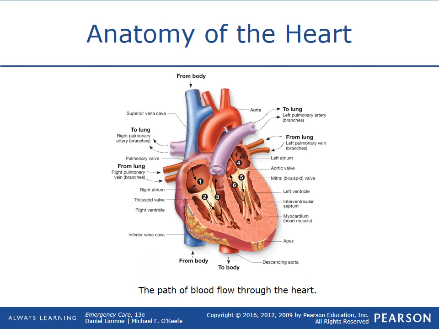Go down to the right ventricle and then out to the pulmonary artery, to the lungs, back through the pulmonary vein to the left atrium, which is number 4, down to the left ventricle, and then out through the aorta, the big red vessel which goes to the body.